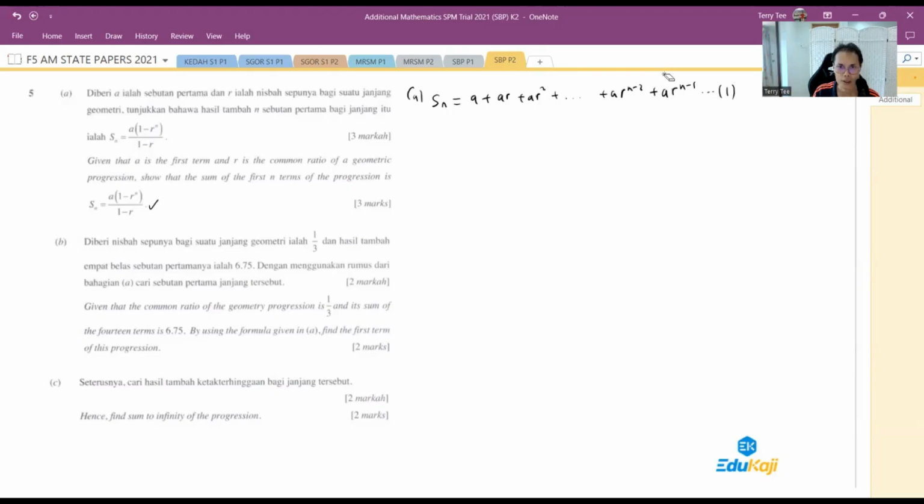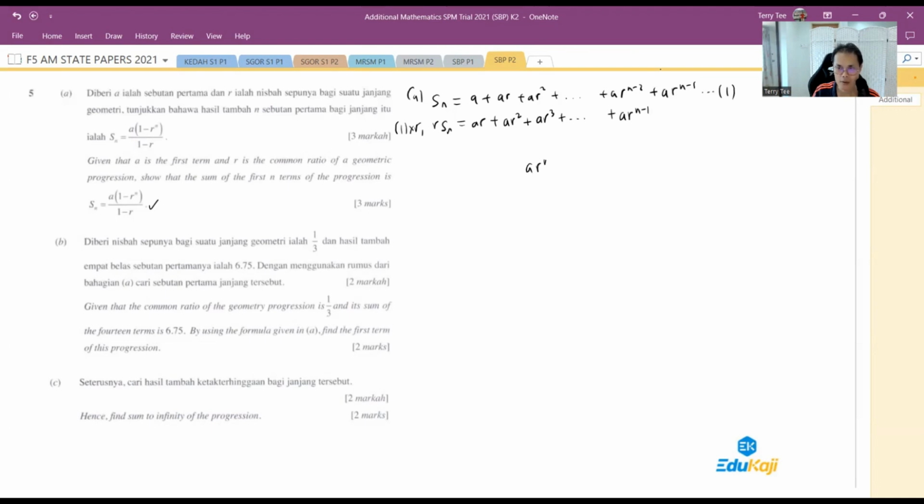Okay, let me squeeze in here. This is 1 times R. This is R S_n. A times R will be AR. AR times R is AR squared. AR squared times R is AR cubed. And the second last term is AR^(n-1).